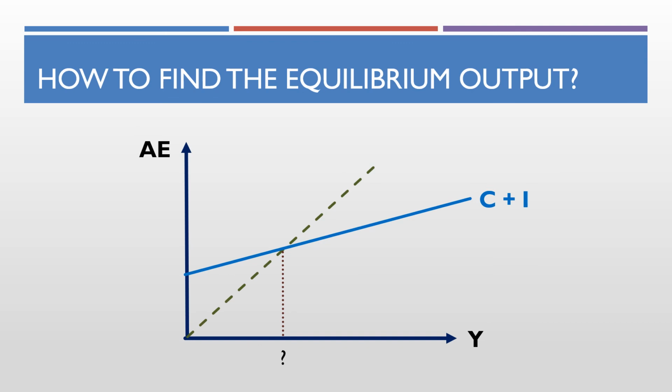Well, now the thing is, we can visualize this. But how do we compute this number? To compute the equilibrium output value, we need a couple of pieces of information. Number one, we need to know the slope of this aggregate expenditure function. And number two, we need to know the intercept of this function on the y-axis. Once we get these numbers, we are able to calculate the equilibrium output value in the economy.